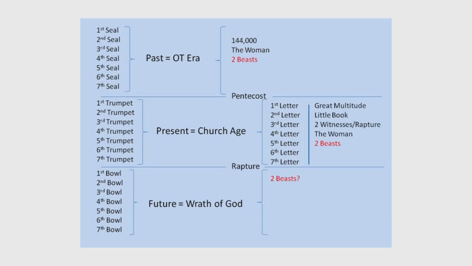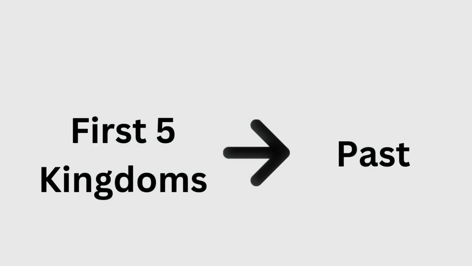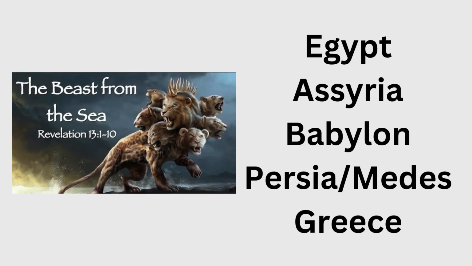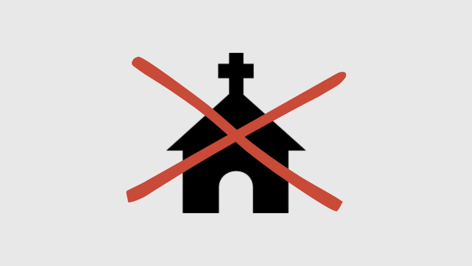Next, we have the two beasts of chapter 13. They belong in the past and present. I also place them in the future because they show up again in chapter 17. The first 5 heads or kingdoms are from the past, namely Egypt, Assyria, Babylon, Persia, Medes, and Greece. All of them deal with Israel, not the church.